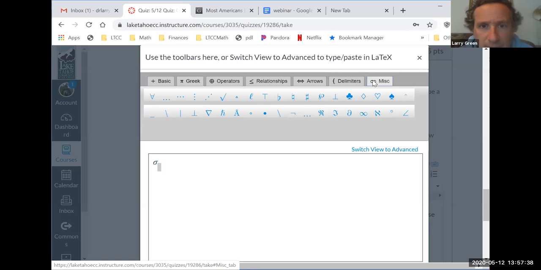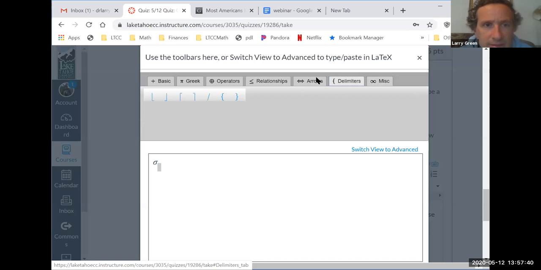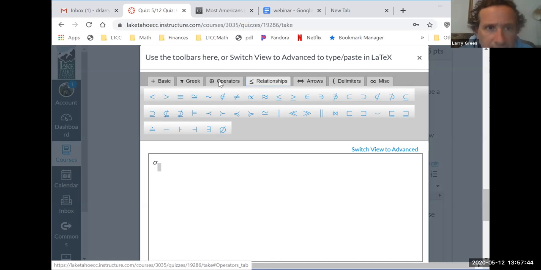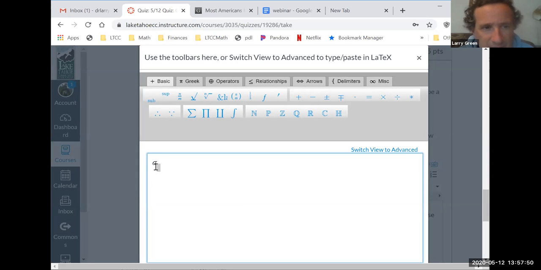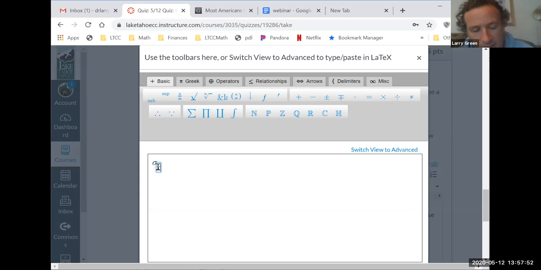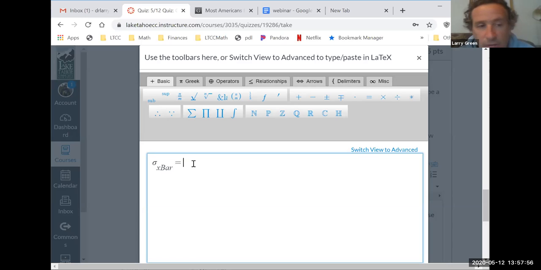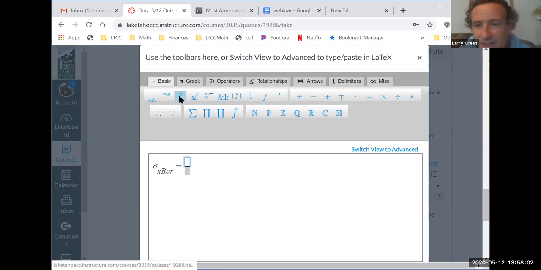I'm one of these guys. If it isn't, I'll just type it. Nope. So I'm just going to type it. There's a way to do it, but I don't want to go there. Sigma sub x bar is equal to, who remembers the formula? This is a really important formula.